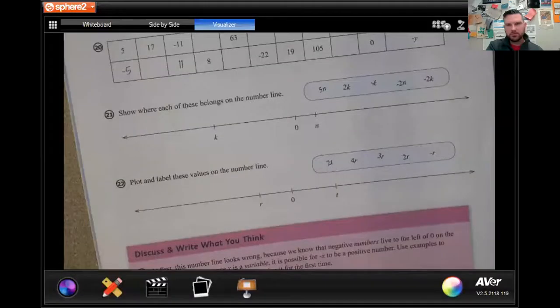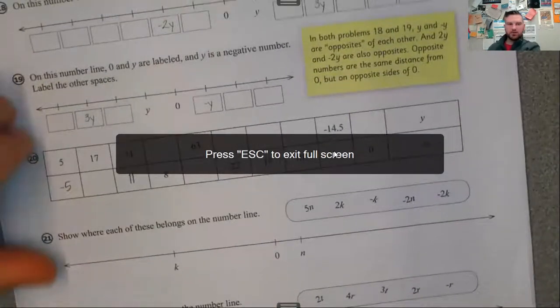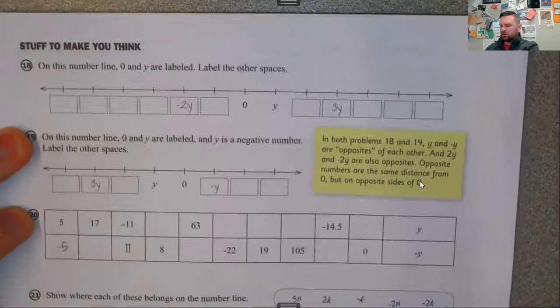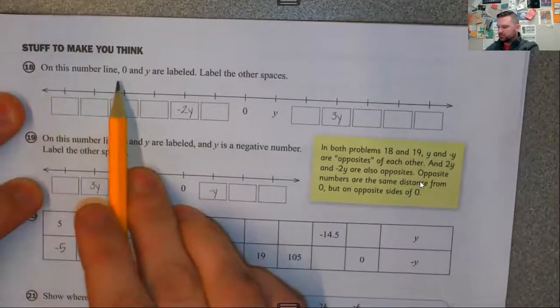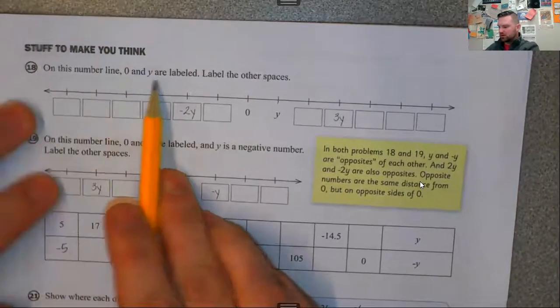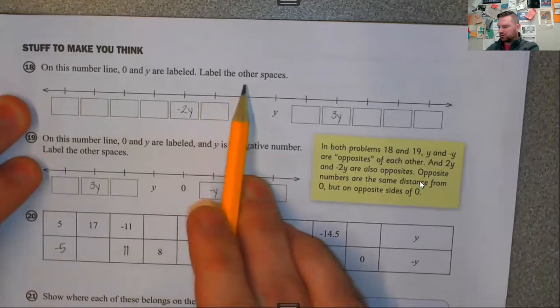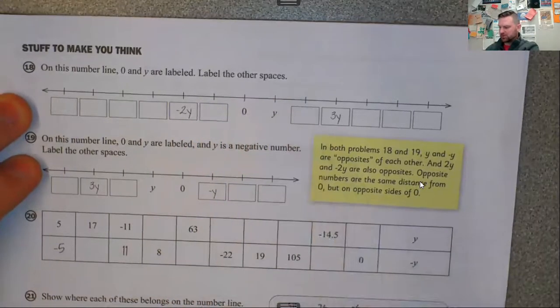Okay, so I'll share the document camera here with you. All right, so this is the stuff to make you think here. On this number line, 0 and y are labeled. Label the other spaces.